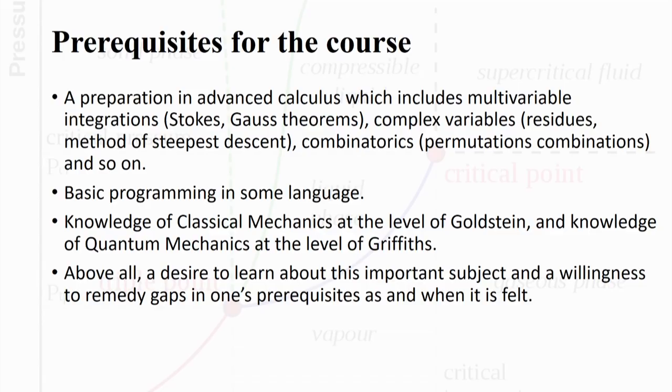So, the prerequisites for this course are, you should have had a course in advanced calculus that includes multivariable integrations, for instance. So, you should be able to perform calculations with Stokes theorem and Gauss theorem, with specific examples involving cylinders and spheres and that sort of thing. And then, it is really helpful to know a little bit of complex variables, such as applications of the residue theorem, and it is really also helpful to know the method of steepest descent, or sometimes it is called the saddle point method of integrations.